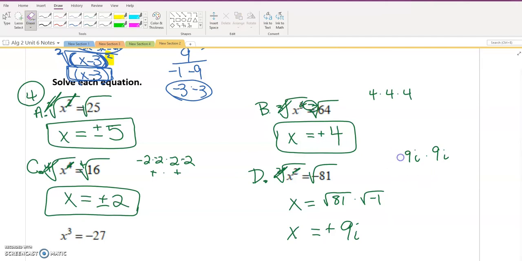So we make them both negative now. It's a negative 9i times a negative 9i. Negative 9 times negative 9? Positive 81. i times i is i squared. What does i squared do? Makes it negative 1, which makes that a negative 81. So does that work? Yeah, so it can be plus or minus 9i.